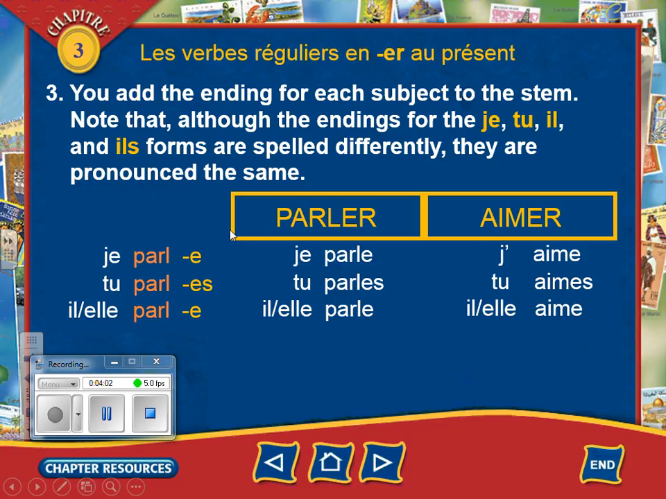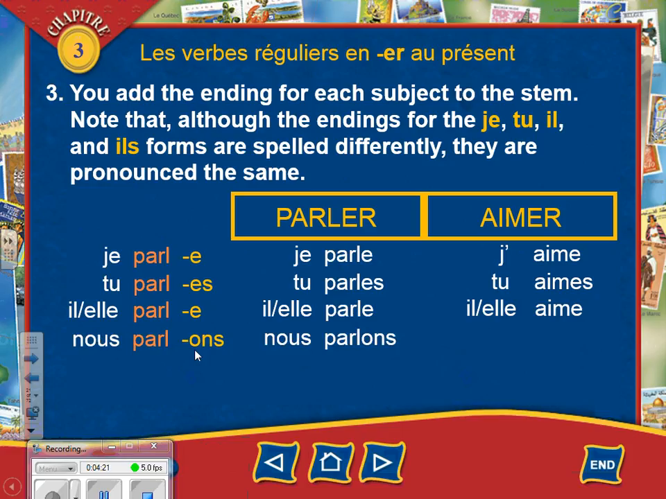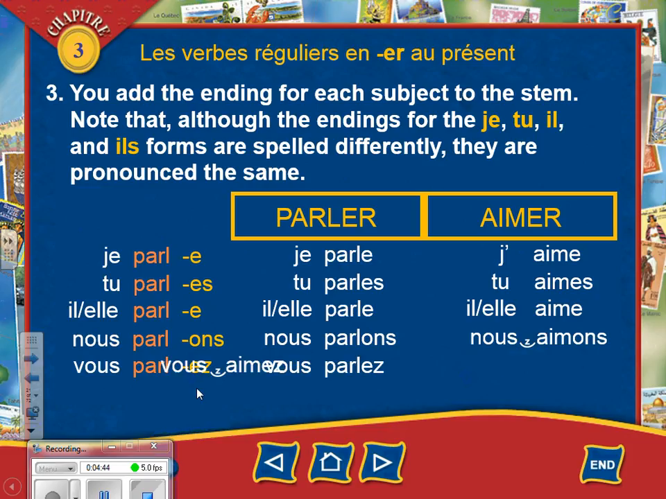Can you remember what the plural subjects are? How do you say we in French? If you guessed nous, then you got it right. So the ending for nous is ONS. Nous parlons. Nous aimons. We speak, we like. Our next subject in the plural is vous, and the ending for vous is easy. Vous parlez, vous aimez. You speak, you like.